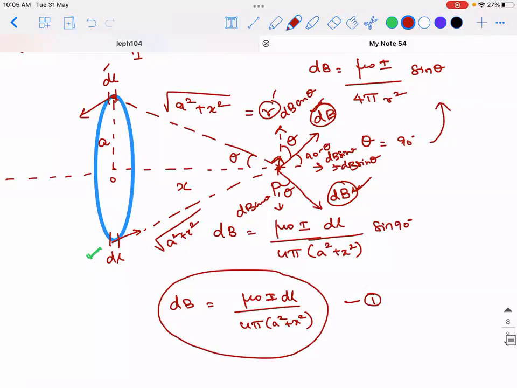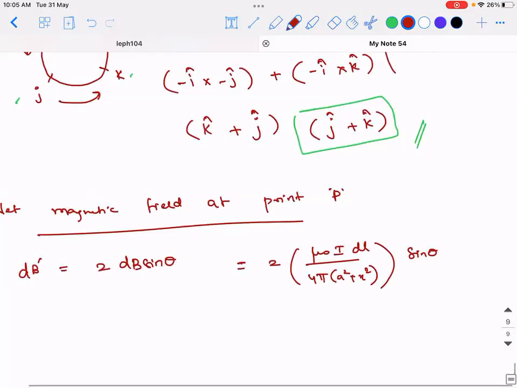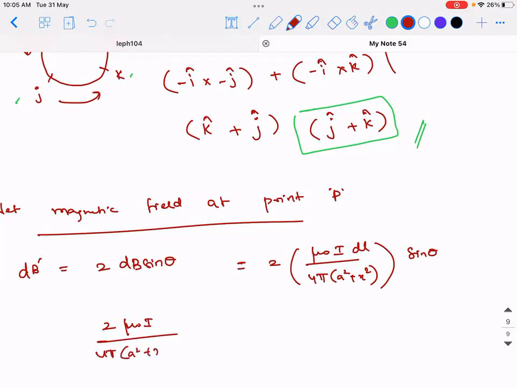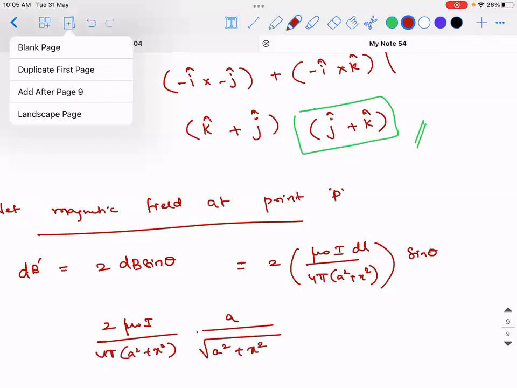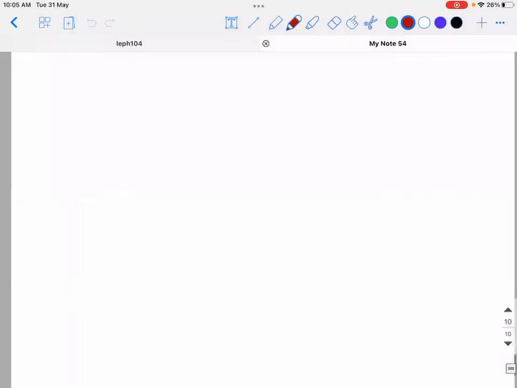That is simple. Look at the diagram, tell me what is sin theta. A divided by root of a square plus x square. So upper 2 mu naught I divided by 4 pi into a square plus x square into, what did you say? A by root of a square plus x square. Okay, 2 more steps and we are done.